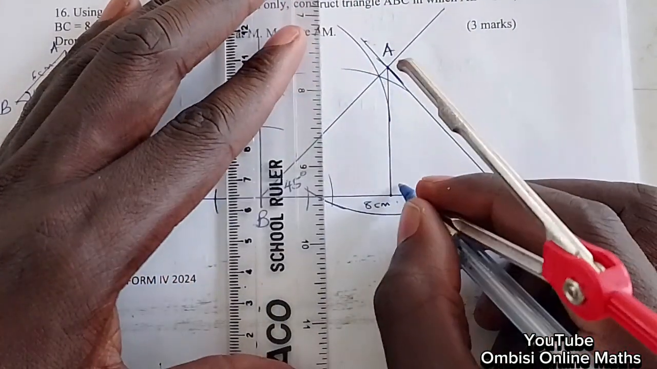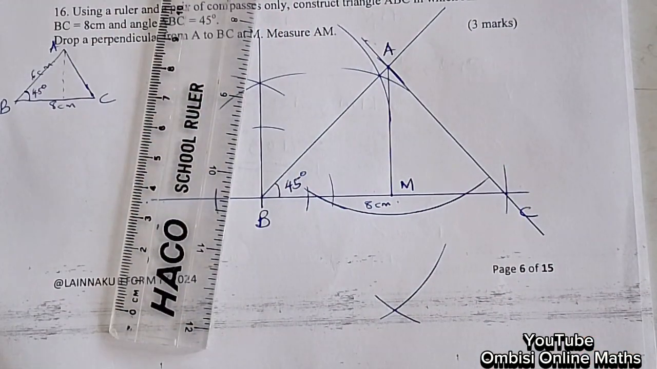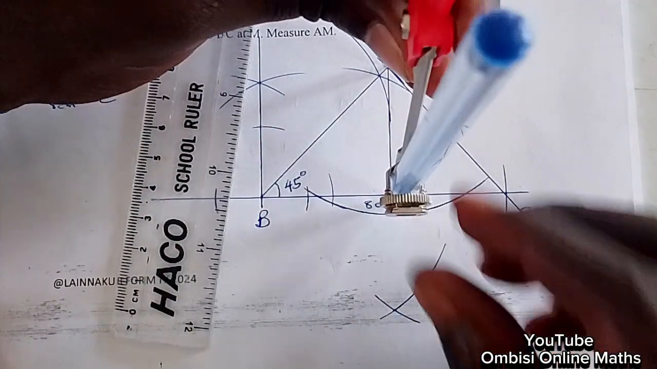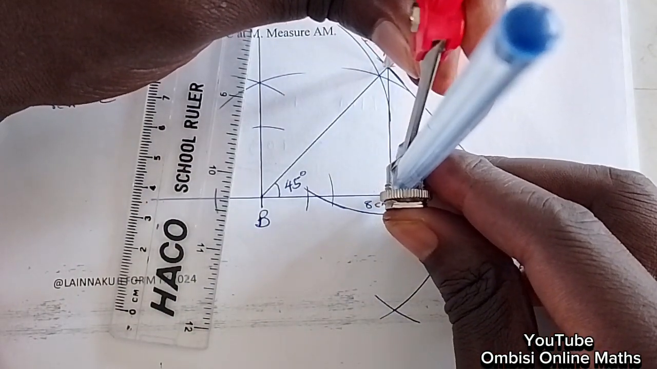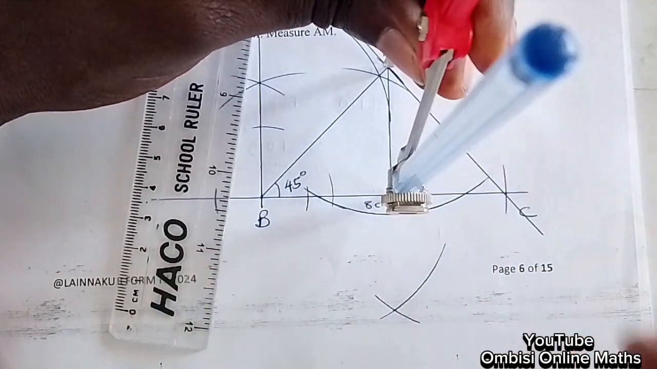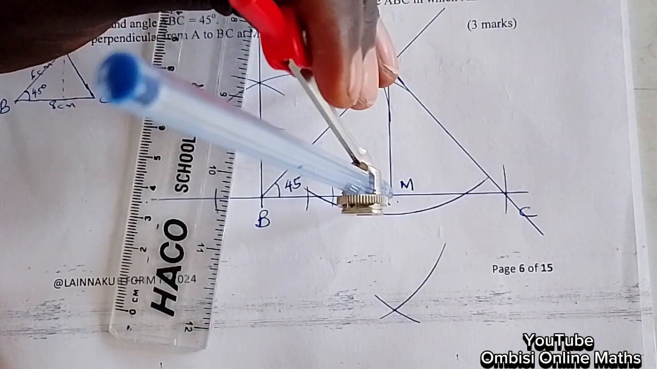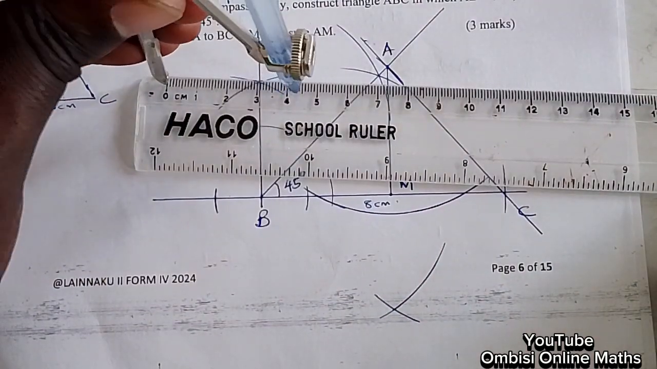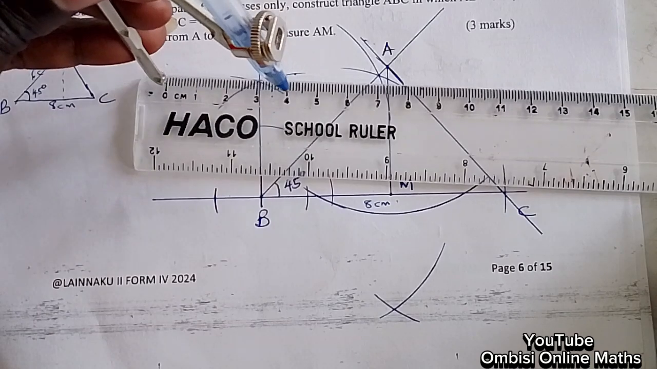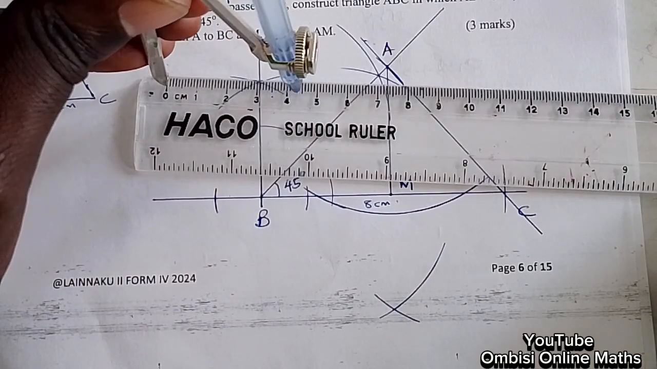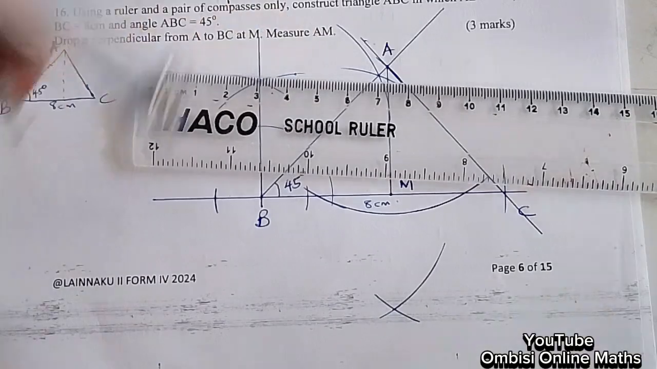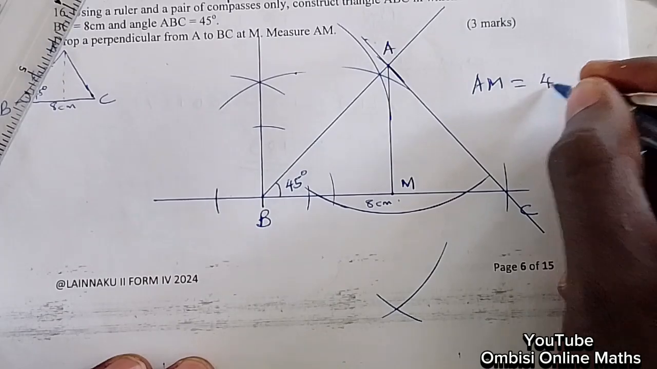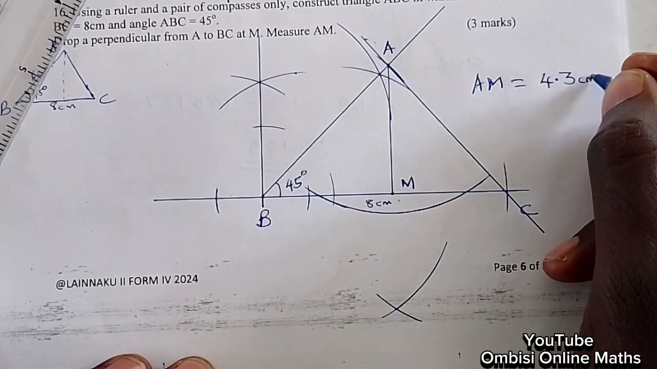Now, where they meet the line BC here, that is point M. Now, using your pair of dividers, you put at A, then stretch all the way up to M. Then transfer the measurement to a ruler and read. Like mine here, it is reading 4.3. So you say AM equals 4.3 centimeters.